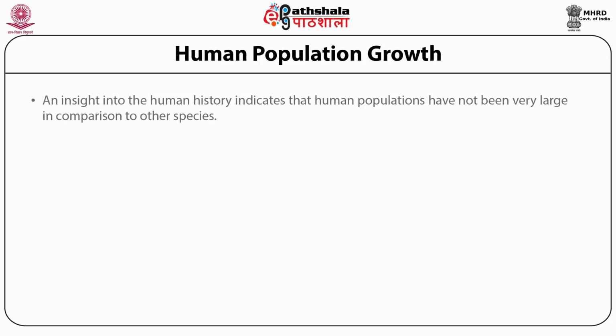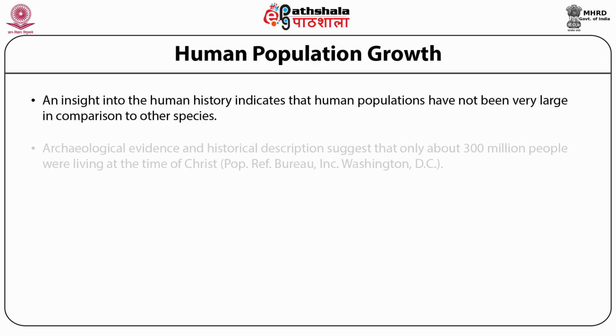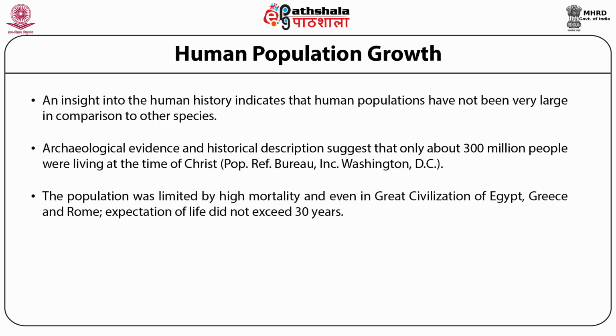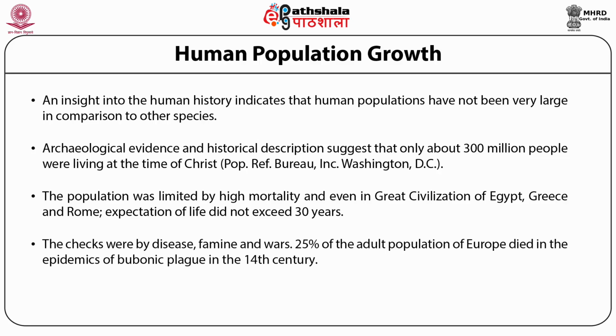Human population growth. An insight into human history indicates that human populations have not been very large as compared to other species of organisms. For thousands of years, the population growth has been very slow. Archaeological evidence and historical descriptions suggest that about 300 million people were living at the time of Christ. The population was limited by a high mortality rate, and even in the great civilizations of Egypt, Greece and Rome, life expectancy did not exceed 30 years.